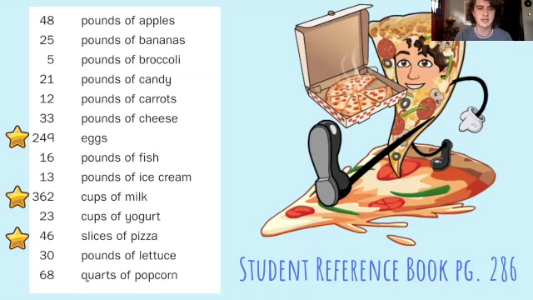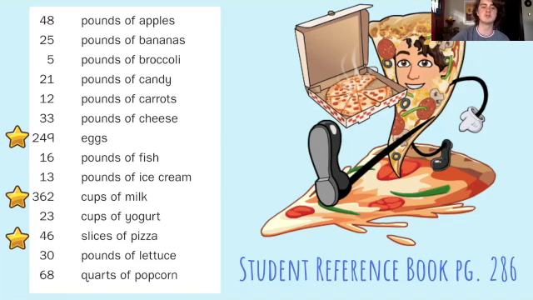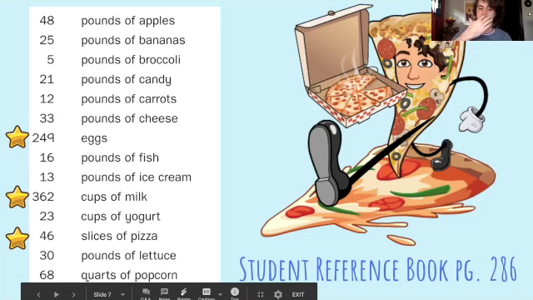Let's really try and think outside the pizza box here, and let's compare our answers to the answers that the average American gives. So this page would tell us that the average American eats about 249 eggs a year. Is that close to what you wrote? More than? Less than? The next one that we have a star next to, the average American drinks 362 cups of milk in 1 year. And the average American eats 46 slices of pizza in 1 year.